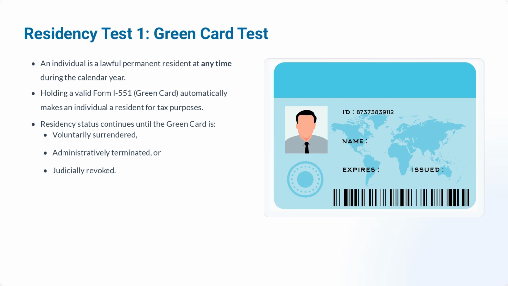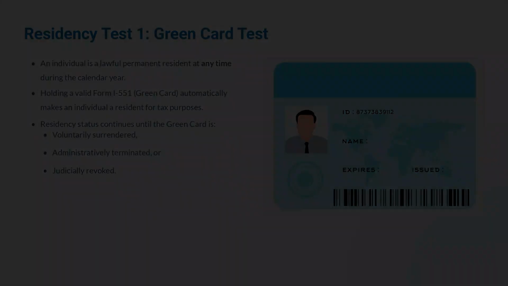Number 2. Resident alien, green card test. If someone is a lawful permanent resident of the US at any time in the year, they are considered a resident alien for tax purposes. You only need the green card for 1 day in the year. Resident aliens are taxed exactly like US citizens. Worldwide income, same credits, same filing requirements. Residency continues until the green card is formally surrendered or revoked by courts or immigration authorities.